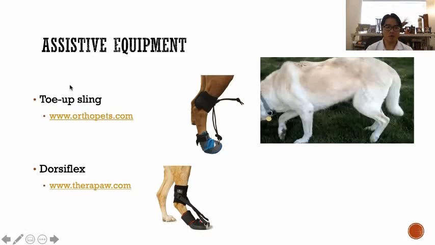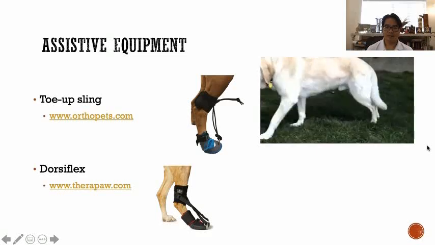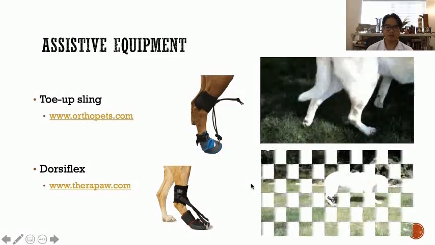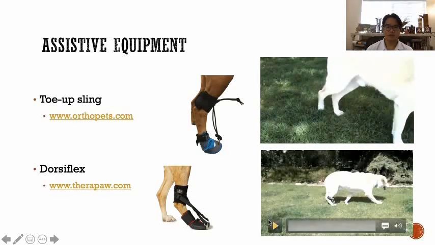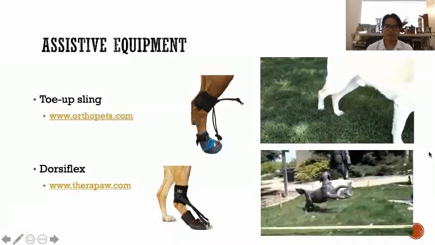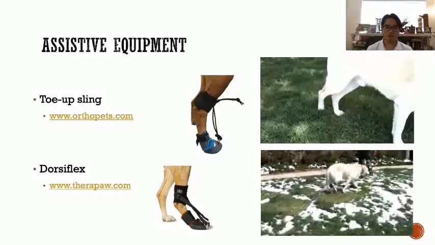And this is how the toe-up sling looks like. It's sold by Ortho Pets. And dorsiflex is utilizing similar principles, but it's sold through the Therapaw company. And I just want to give you an example of how dorsiflex can really help a dog walking. So this is the dog. You can see it's dragging the left hind limb. So definitely the proprioception is pretty bad. So now, if you put the toe-up sling on, you can see that now it flexes the tarsal joints very well. So when the dog walks, it would prevent them from dragging the feet.